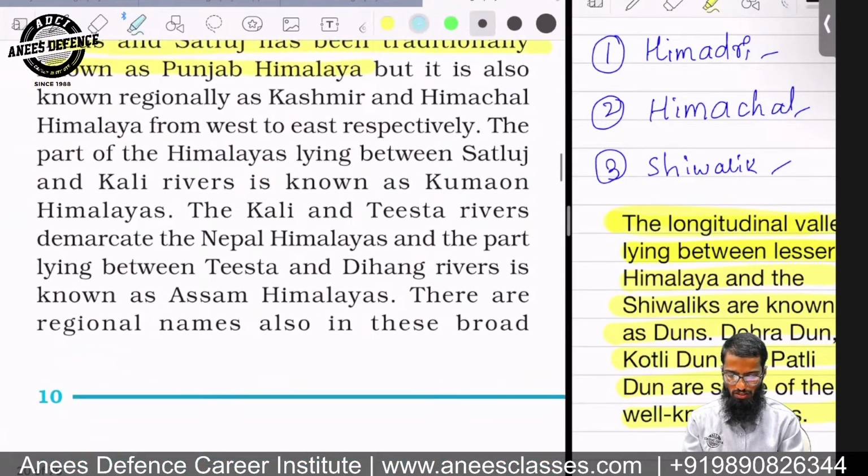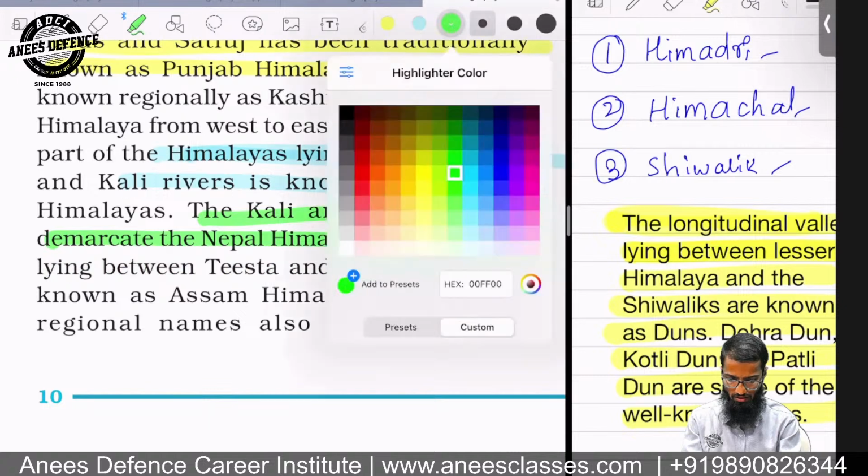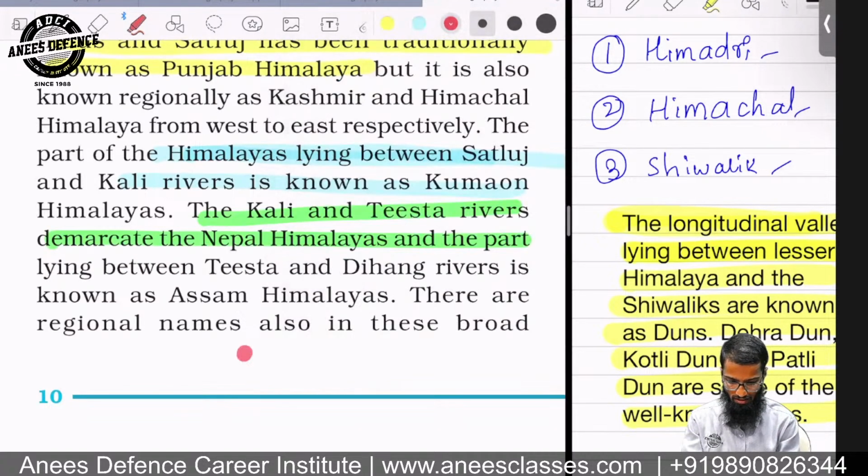Himalayas from west to east respectively. The part of Himalayas lying between Satluj and Kali is known as Kumaon Himalayas. Then the Kali and Tista rivers demarcate Nepal Himalayas, and the part lying between. Okay, I will do one thing, I will mark this with a different color. Now you can understand.